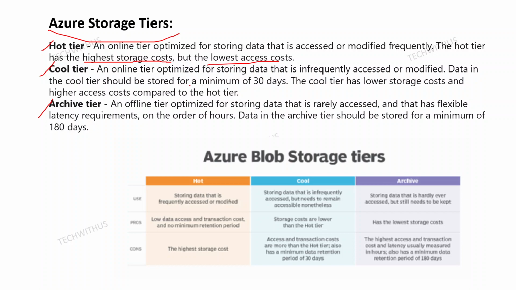And one more thing is, if you wanted to store anything under cold tier, it should be stored for a minimum of 30 days, then only it will be accepted. Whereas if you wanted to store under archive tier, the data should be stored for a minimum of 180 days.